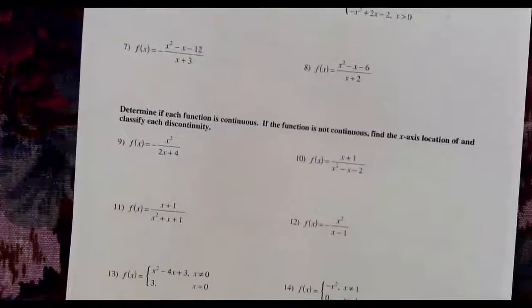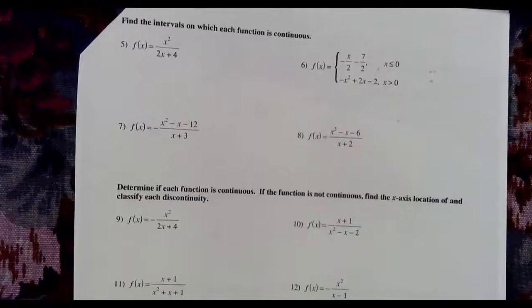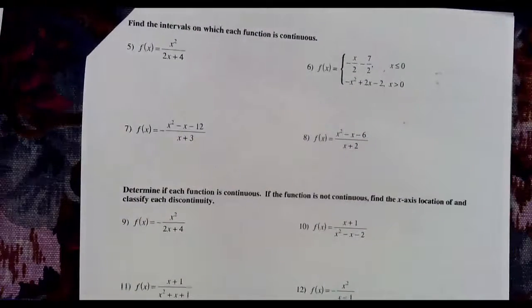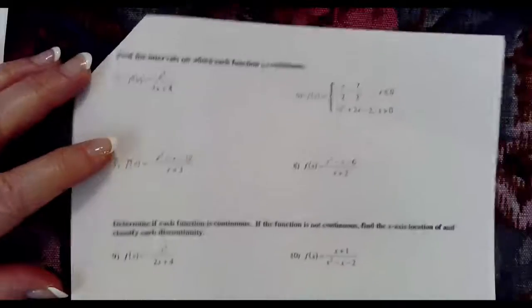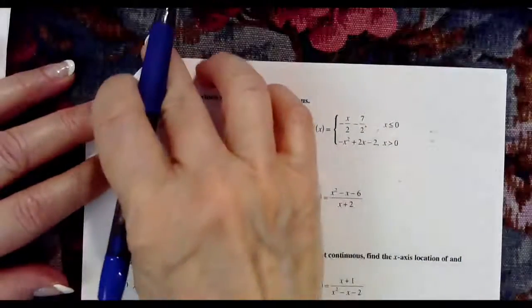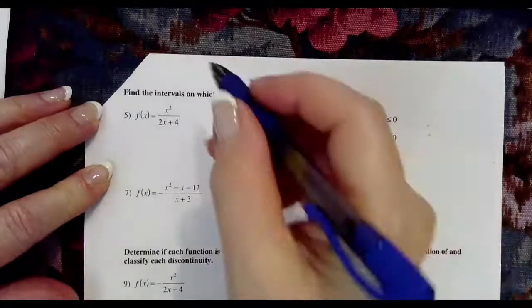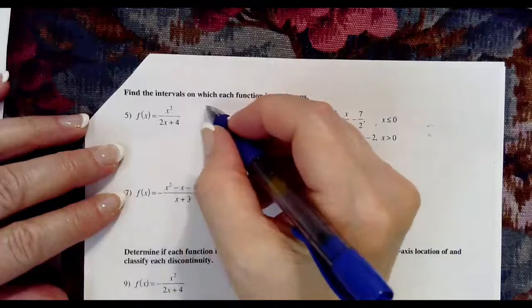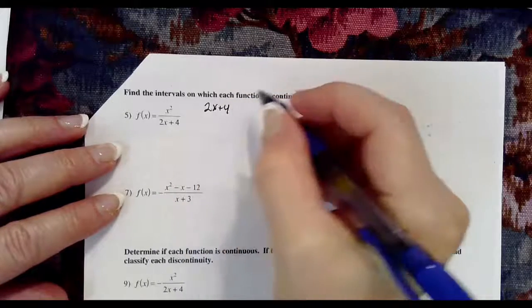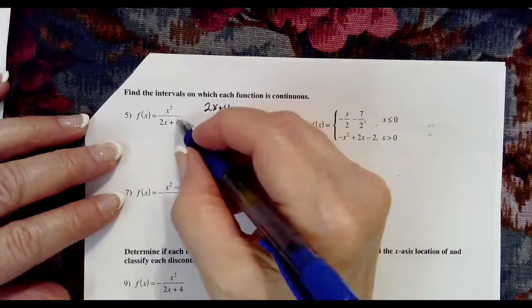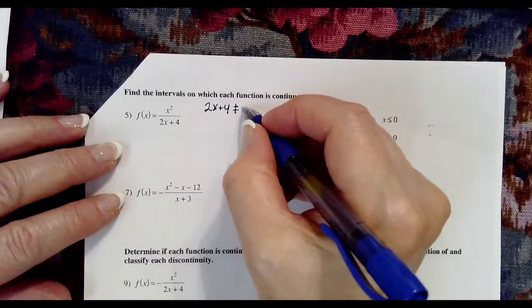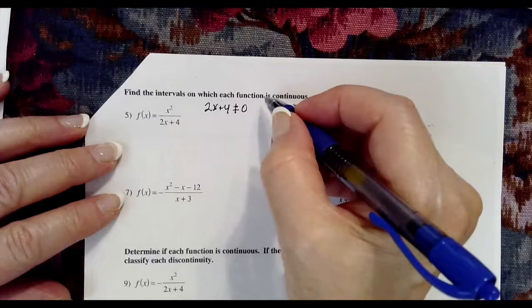Okay, so we'll go to number 5. Okay, now on number 5, there's nothing that we can factor. It says find the intervals on which it's continuous again. But we can have something to look at here. We got a 2x plus 4 in the denominator. So what do we know about a rational function? That we can't have 2x plus 4 equaling 0 in the denominator.